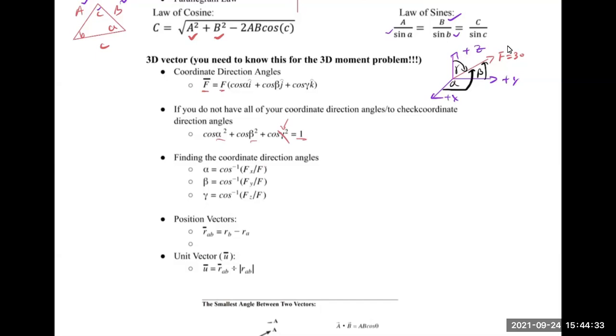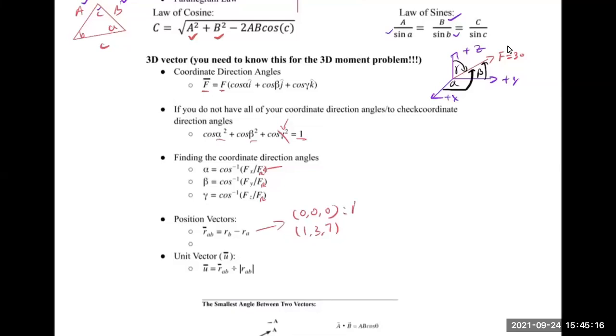After you find this F, which is F resultant, you are able to find what alpha is, what beta is, and what gamma is. The next kind of problem you will see is position vector problems. You do a position vector problem when there is no angle given in the problem, but instead they give you coordinates, like 0, 0, 0 or 1, 3, 7. It gives you the position of where this force is.